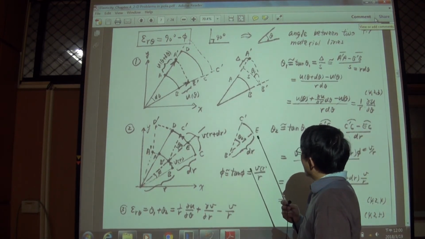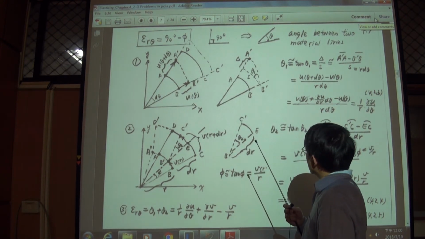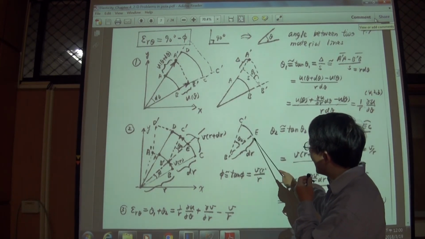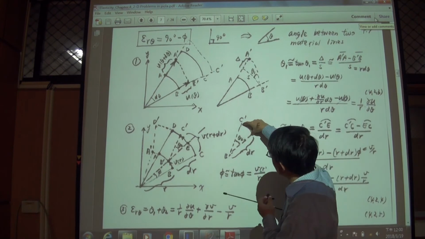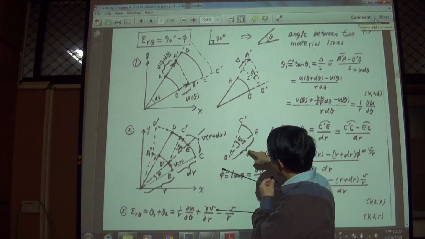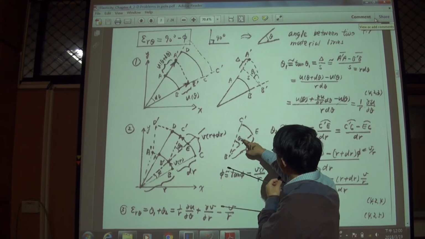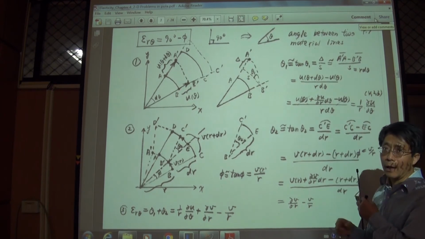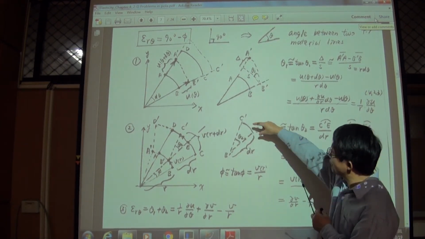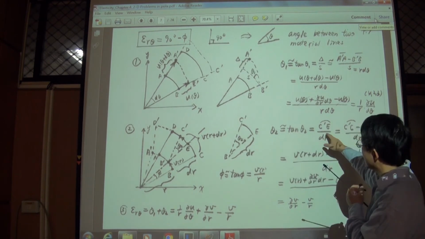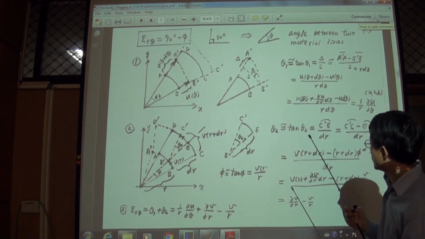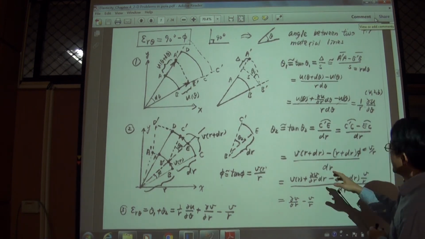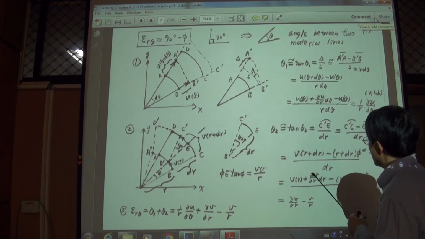Now, what is the relation? Theta 2 times dr equals C'E, right? The arc length here equals theta 2 times dr. So theta 2 equals C'E divided by dr. The arc length divided by dr gives us theta 2, which is approximately tangent theta 2. It doesn't matter, this relation is not very important. This one equal to this one is important.